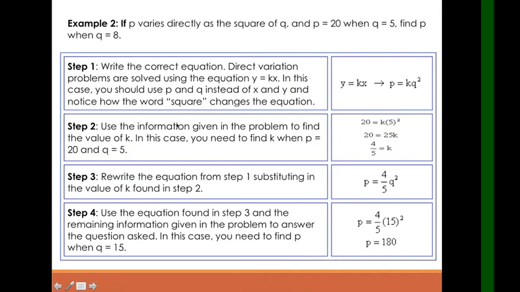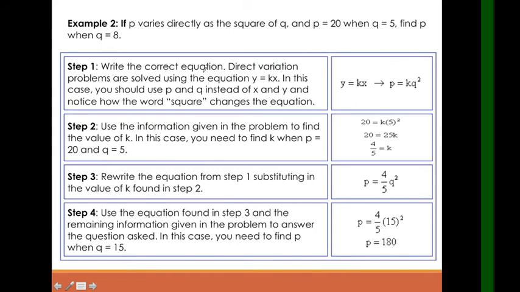Now, another. If p varies directly as the square of q. So, in here, kailangan talaga natin gamitin yung original formula or equation, which is y is equal to kx. So, if p varies directly as the square of q, and p is equal to 20 when q is equal to 5, find p when q is equal to 8.